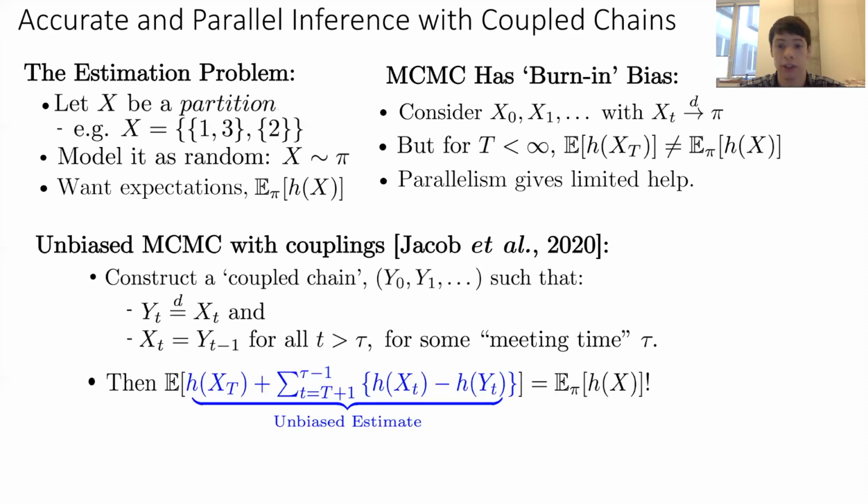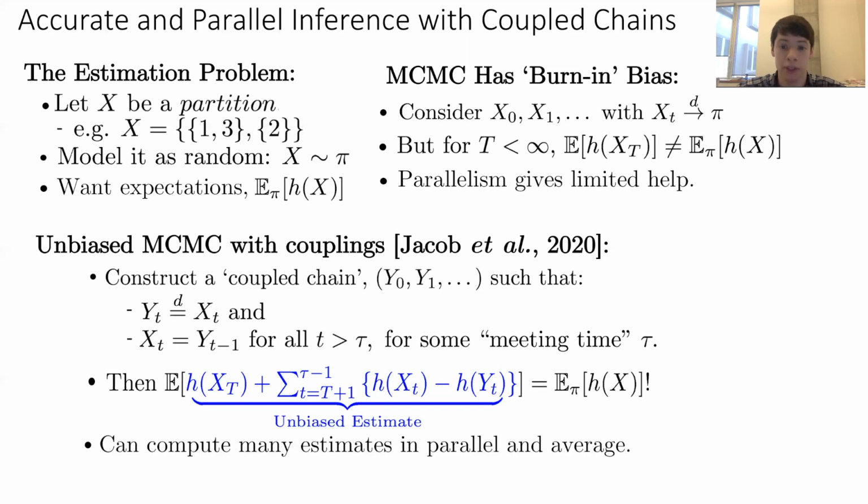If we have this, then it turns out that this expression in blue is an unbiased estimate of our target expectation. The power of this is that we can compute many of these unbiased estimates in parallel and average them to get an arbitrarily accurate estimate.